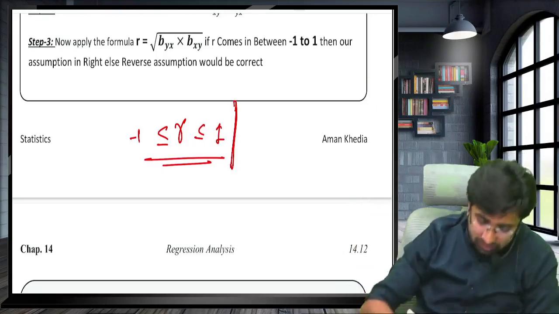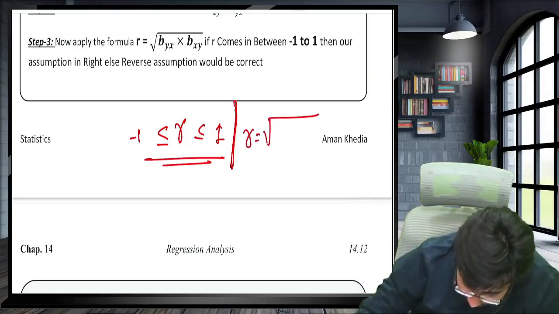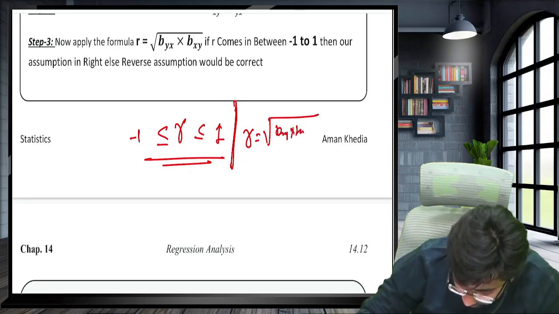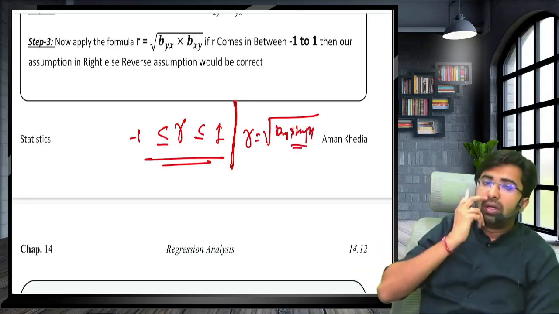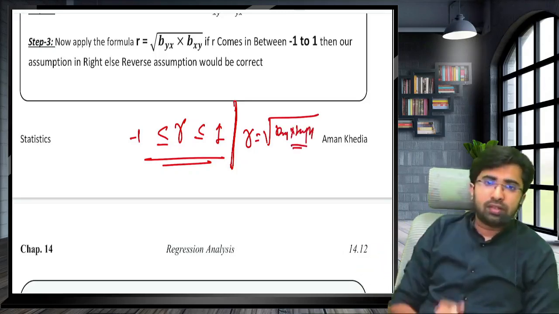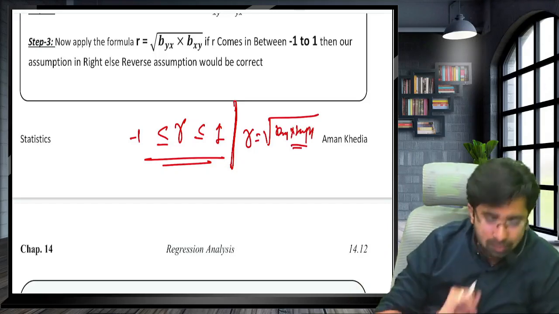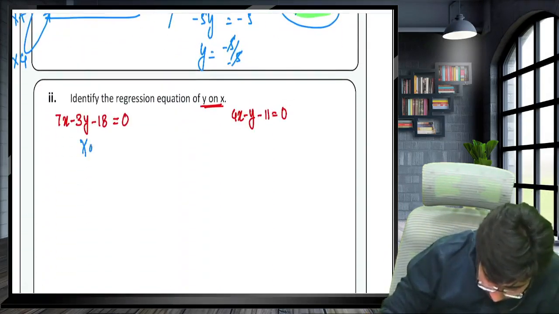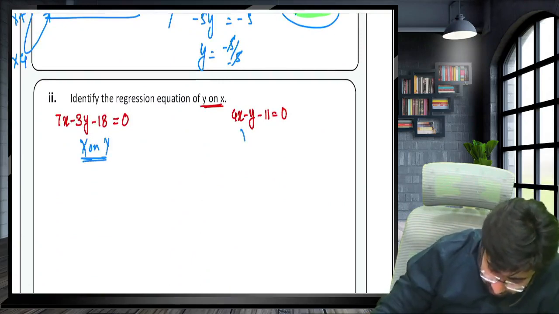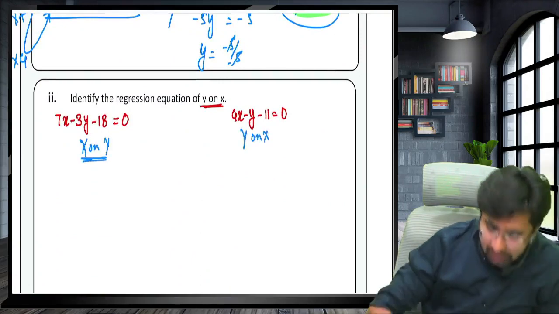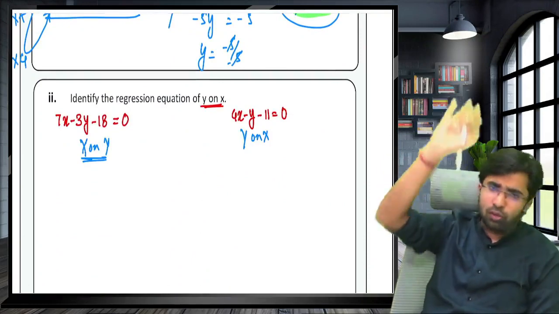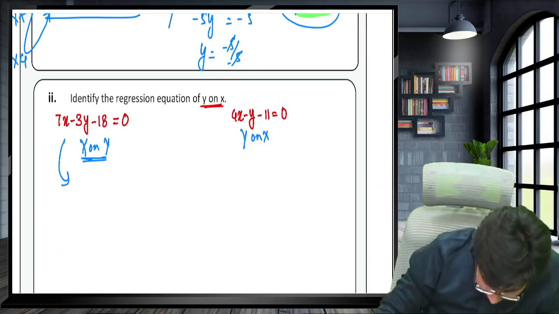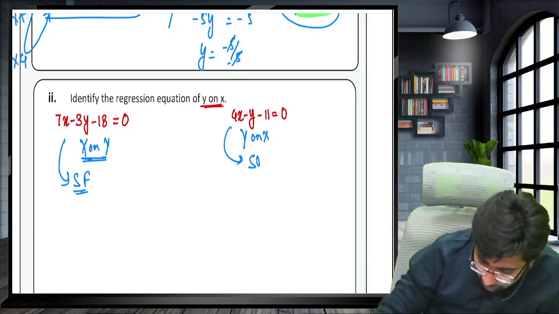Can you tell me one practical formula of r and b? What is the first formula? r is equal to the square root of b x on y into b y on x. Say yes or no. Now see, we will use this relation and the hit and trial method. I will assume this as x on y, and this as y on x. You can assume whatever you want. And we will write this in the standard format of x on y, and that in the standard format of y on x.